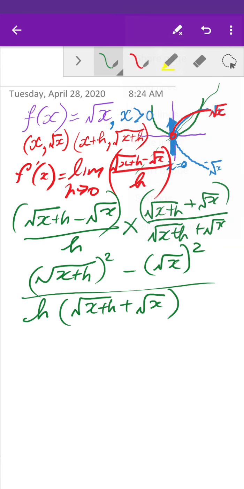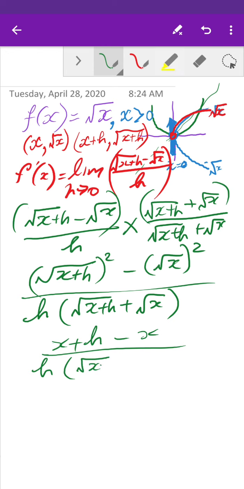and this on the numerator becomes just x plus h, and the square root of x squared is x, and we've got the denominator square root of x plus h plus square root of x. Now x minus x cancel, so we've got h. So we've got h over h.